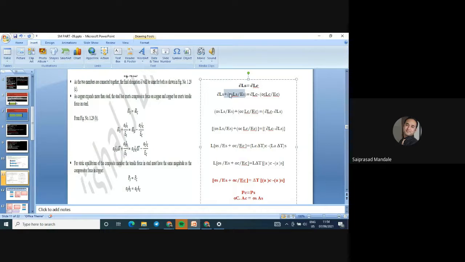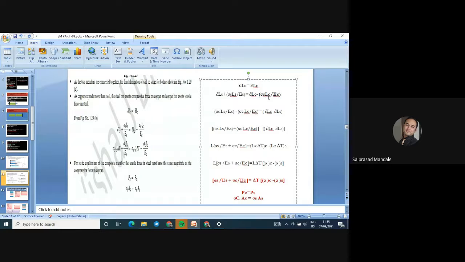Now steel is subjected to tensile force, meaning the first elongation is due to temperature difference, and the second elongation is because of the tensile force applied by the copper. Both are added because the copper applies the tensile force over the steel, so that is why it is a plus. In the second case, it is delta L of C, the elongation due to the temperature difference, and delta PL upon E is minus. Why minus? Because compressive force is applied by the steel over the copper.